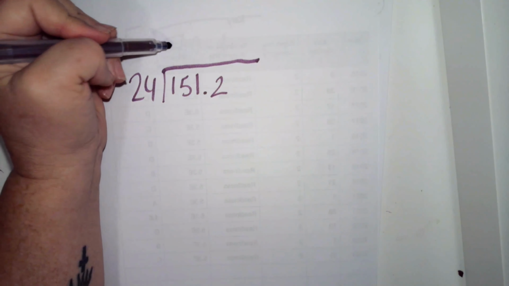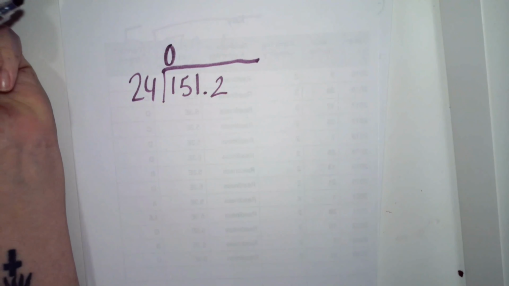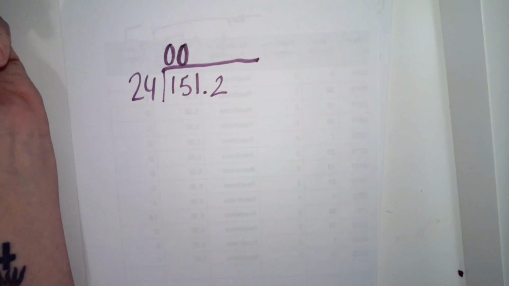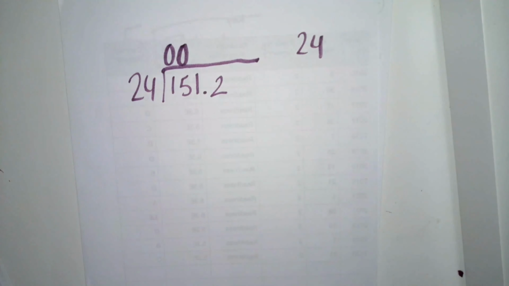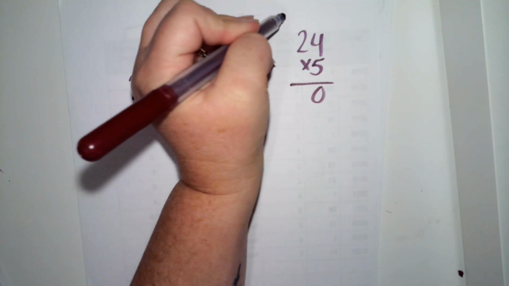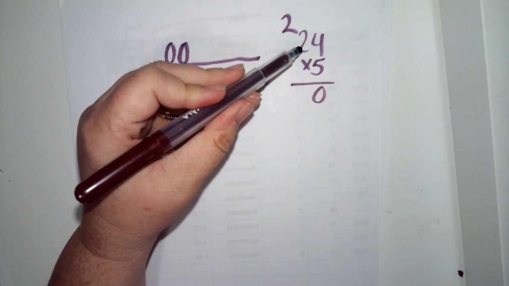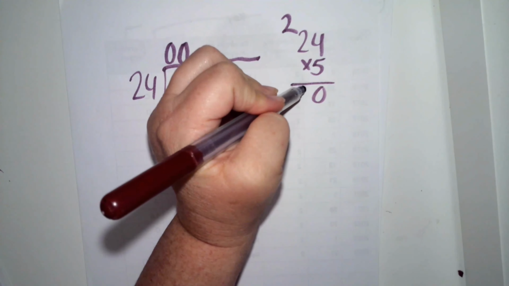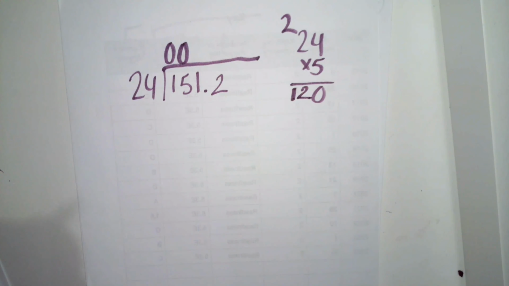24 goes into 151 and 2 tenths. Okay? So let's look at that. 24 goes into 1 0 times. 24 goes into 15 0 times. How many times does 24 go into 151? Well, I've got to figure that out. Let's multiply 24 by 5 and see what happens. 5 times 4 is 20. 5 times 2 is 10, plus 2 is 12. So I have 120.